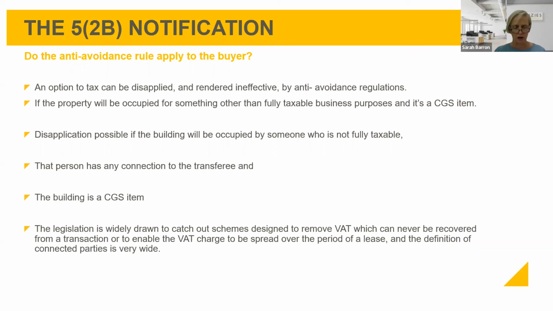So that holding company wouldn't be able to give the 5.2b notification to say their option to tax isn't going to be disapplied. So they wouldn't then fall fair and square, mirroring the VAT status of the business in the hands of the seller. So the TOGC criteria aren't met.